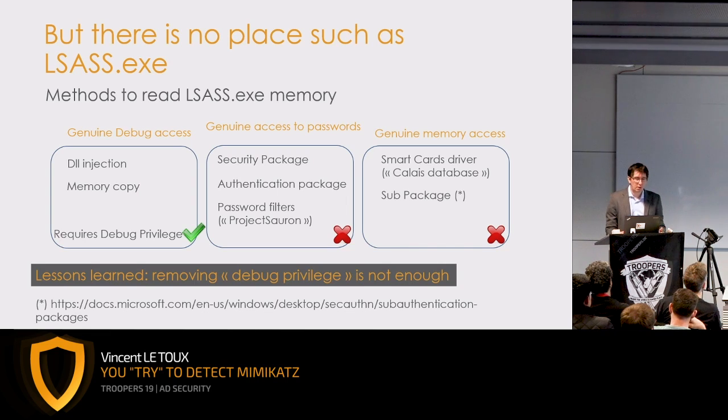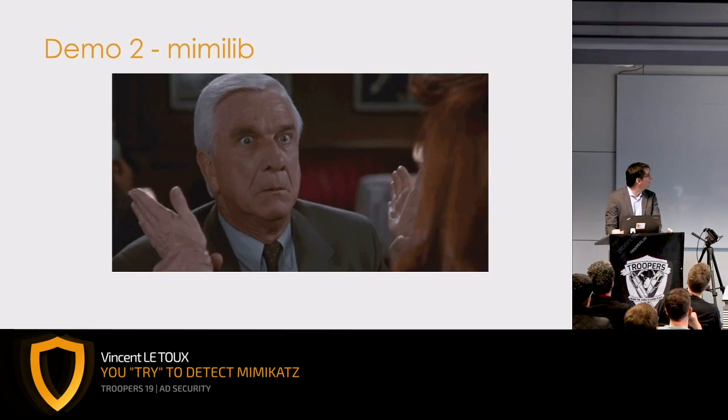But you also have other ways to access the lsass.exe memory that nobody knows. The first one is the smart card driver. If you are an admin, you can edit the registry database and force the loading of a smart card driver in lsass.exe. You can do it remotely. Or you can play with the sub-authentication package. What you have to understand in this slide is that if you remove the debug privilege, there are still many ways to access lsass.exe memory. So I think it's time for a demo.